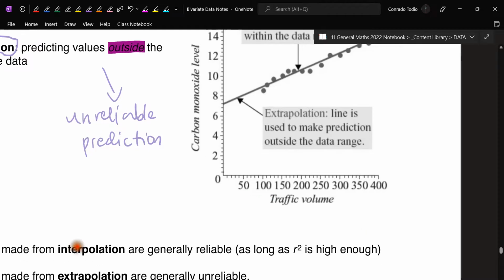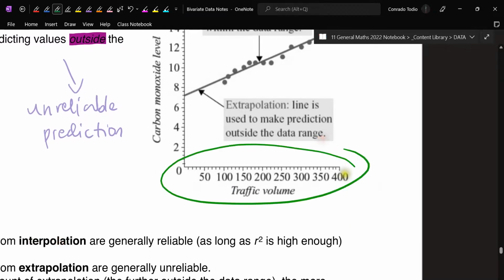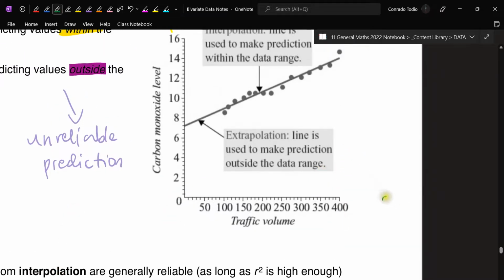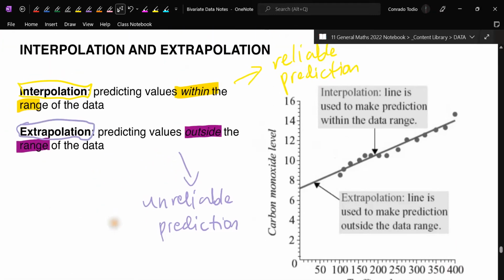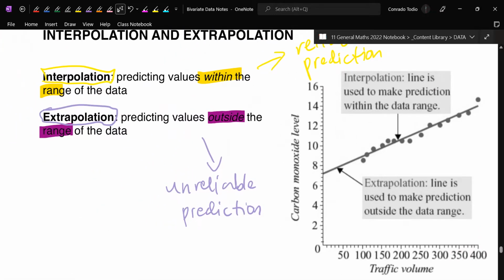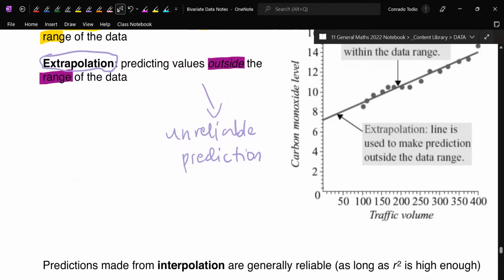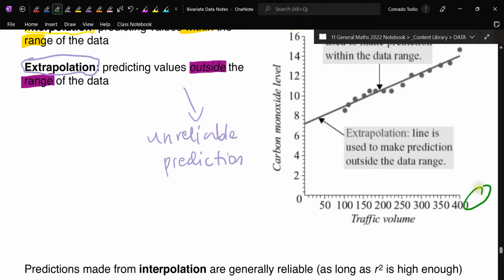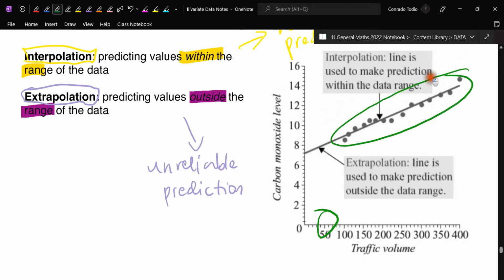But if you start making a prediction, say for example this goes up to 400, and you make a prediction at like 500 or 600, then it starts to get outside of the range because there's no data for it. Then it becomes extrapolation. Extrapolating means outside of the range, and that can go either way, either above the range or even below the range. If you make a prediction that's like 50, it's below the range already of where your data is. So your data is around here.